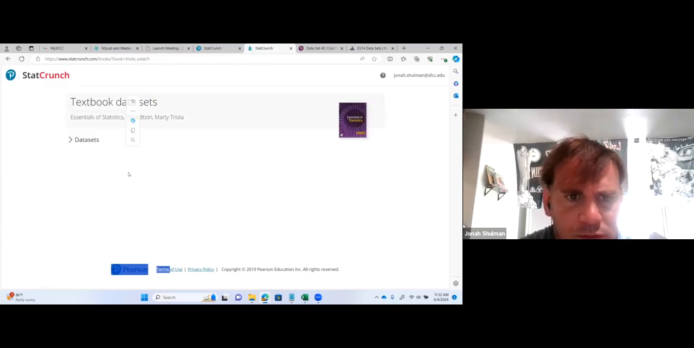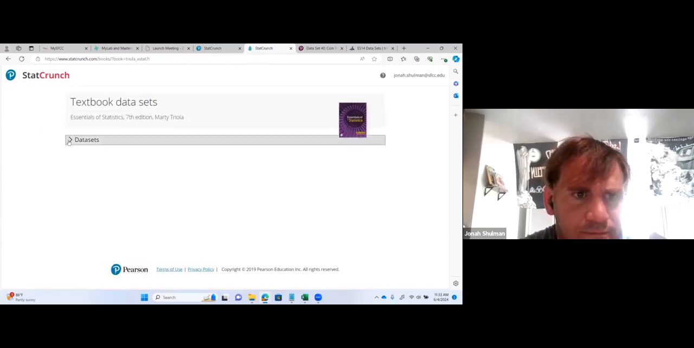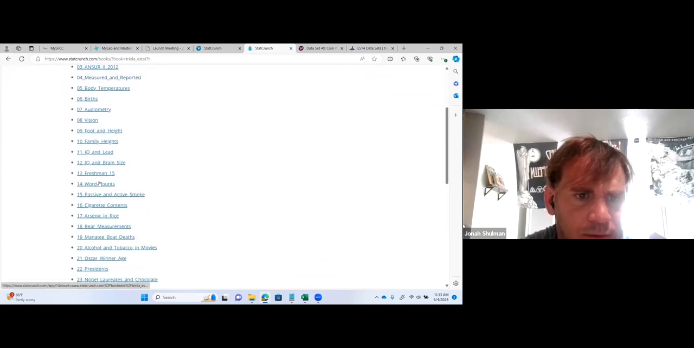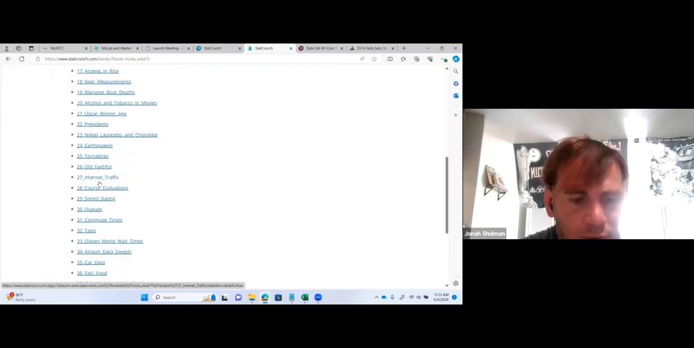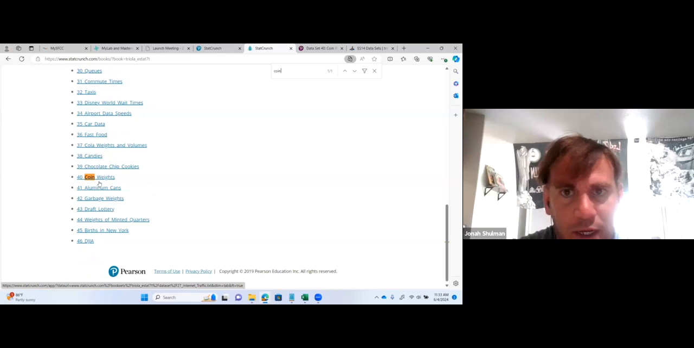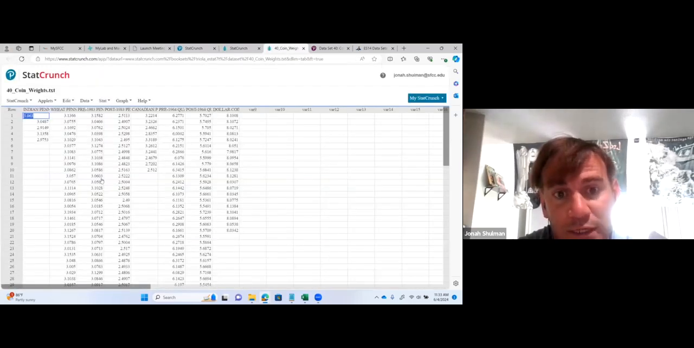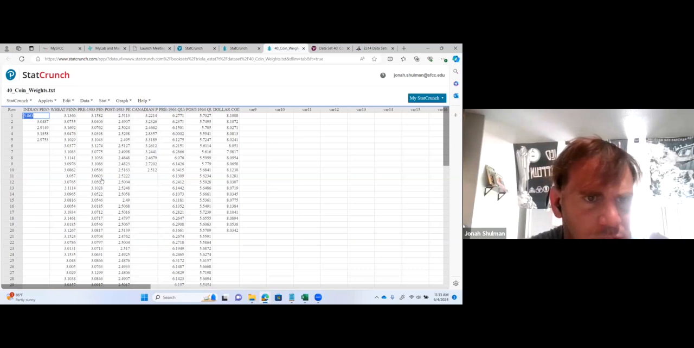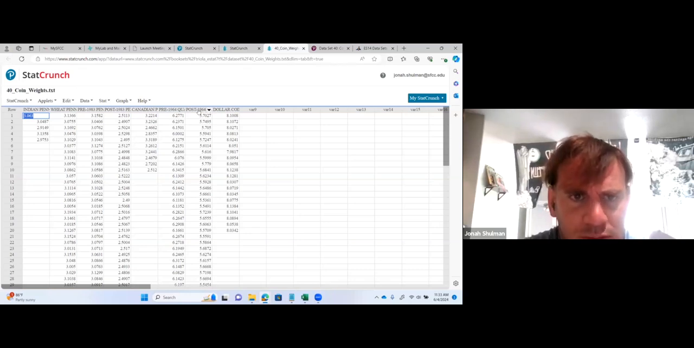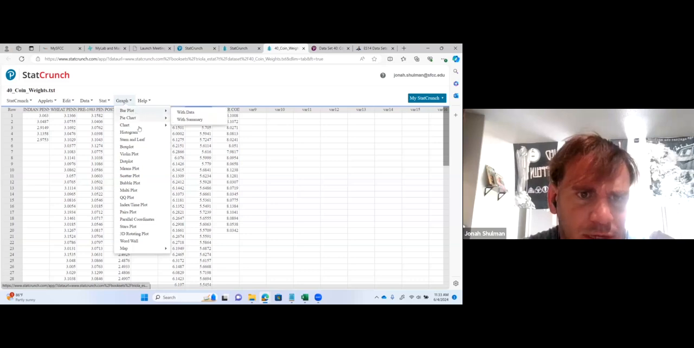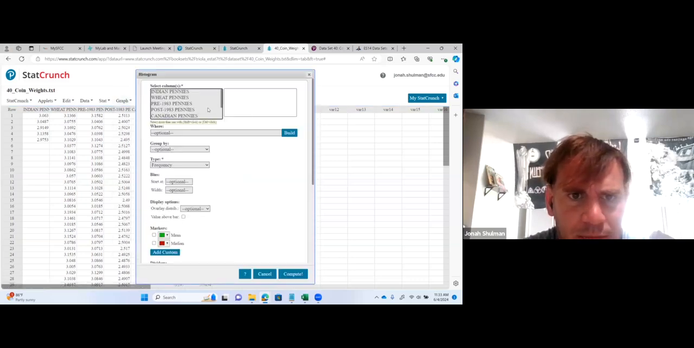Data sets, and we want the coins. I always hit Control F because my eyes are bad. Here's our coin weights. We're going to click it. It should open in StatCrunch. Nice. And they want the quarters, right? This is what they want. So I'm going to go to graph and I'm going to go to histogram. And I'm going to go to where we got the quarters.